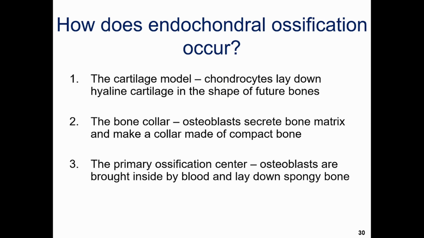So how does it happen? We start with a cartilage base. Chondrocytes are going to lay down hyaline cartilage in a rudimentary shape of a bone, and that's going to serve as our model or framework. From there, we start to form a bone collar. The osteoblasts that build up bone are going to build up the hard calcium matrix of the bone and form a collar of compact bone around the model. We then have the primary ossification center. That's where the osteoblasts are brought inside of the model and start laying down spongy bone. So we're seeing both types of bone, compact and spongy, forming at this point.